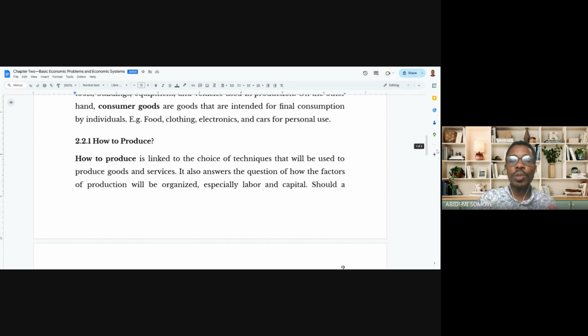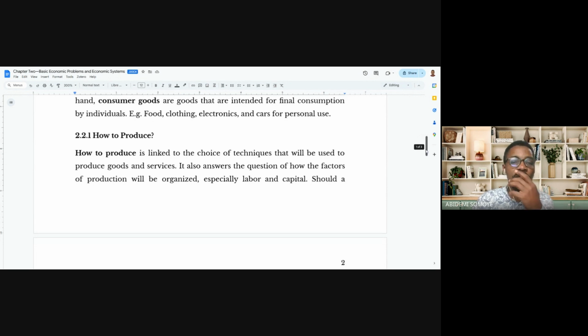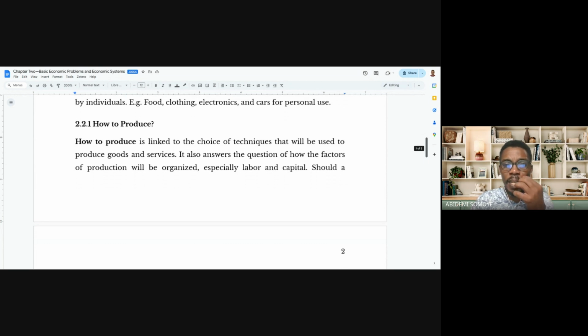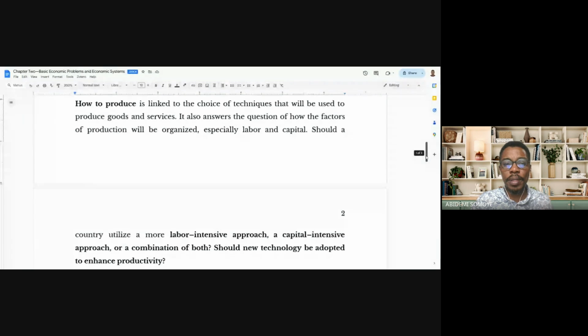So, how to produce is linked to the choice of techniques that will be used to produce goods and services. It also answers the question of how the factors of production will be organized, especially labor and capital.